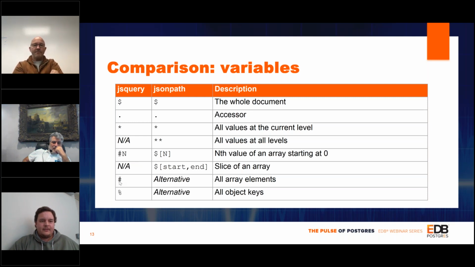So there's something you can do in JSQuery that isn't built into JSONPath: the pound sign that accesses all array elements. There is an alternative way to do that in JSONPath that I can explain separately, but it's just a different way of doing it. It doesn't have a symbol that represents the exact same thing. And the same with the percentage symbol, which accesses all object keys. There is also a way to do that in JSONPath. It's just not represented by a symbol.